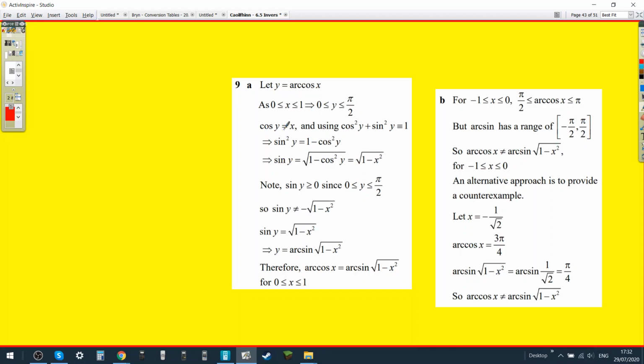I'm sure they did it in some very efficient way. Let's see. So let y be equal to arc cos x. Cos y equals x. So x squared equals 1 minus sine squared. And then you just square root both sides. Believe it or not, that's how we were supposed to do it.